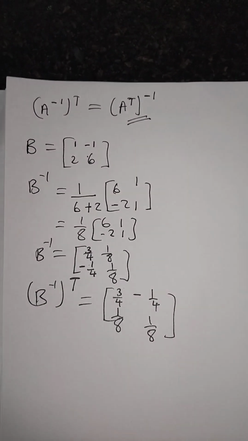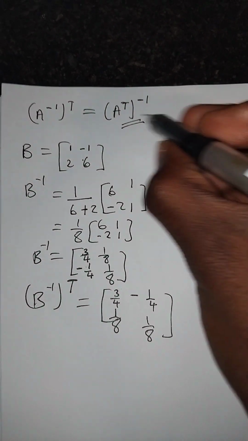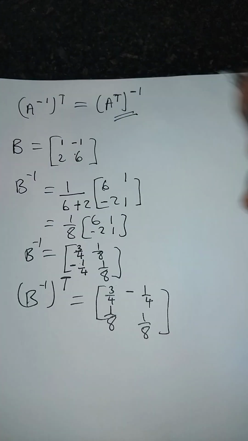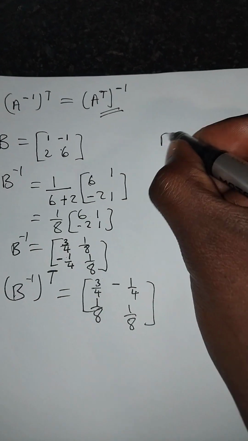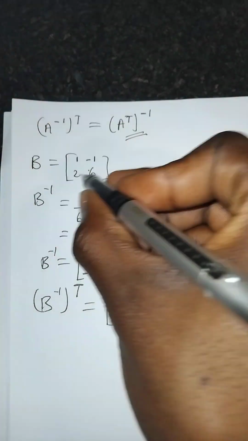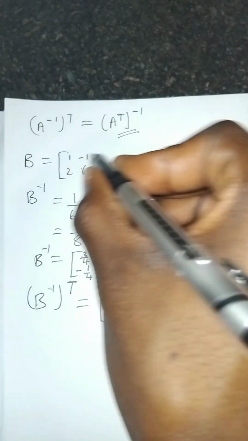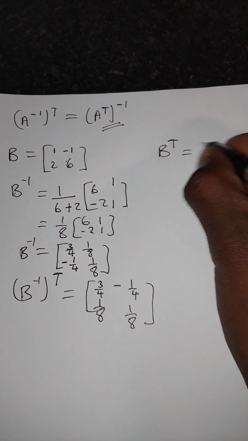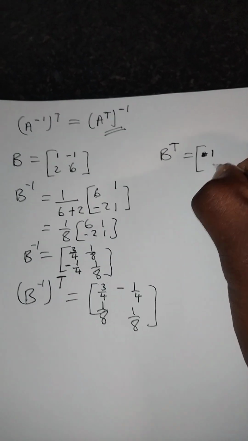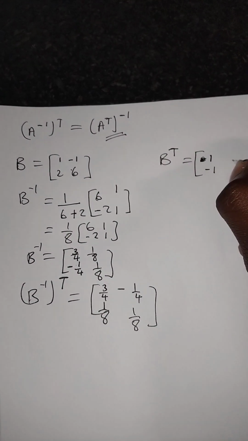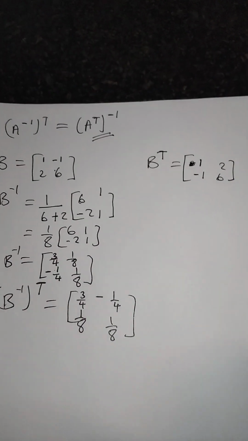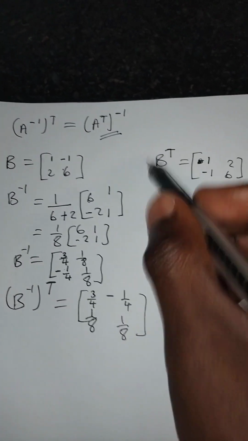Okay, so from the right hand side, we see that we have to first find the transpose. So the transpose of matrix B is basically we change this to be a column. So my 1, sorry about that. So it's 1 and -1, then 2 and 6, like that. Okay, then now we have found the transpose.